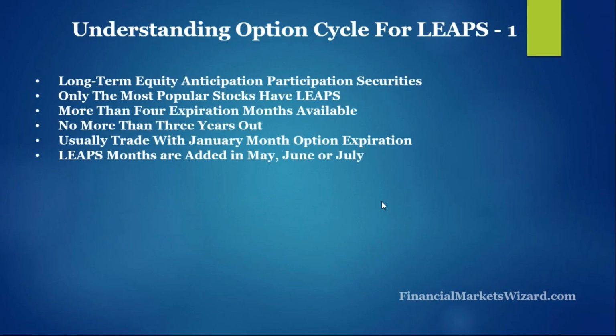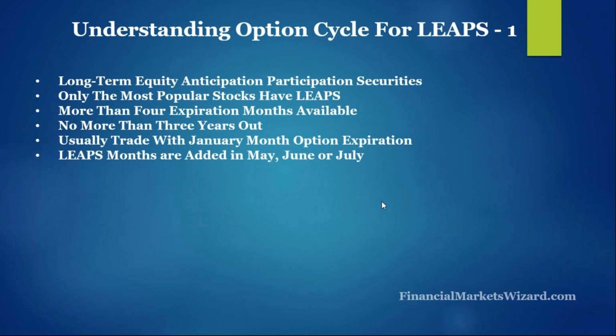Okay, so understanding the option cycle for leaps. What is a leap? LEAP is short for Long-term Equity Anticipation Security. In other words, it's a long-term option. It's available only for the popular stocks, and they have more than 4 expiration months. They have expirations like a year out, 2 years out, no more than 3 years out.